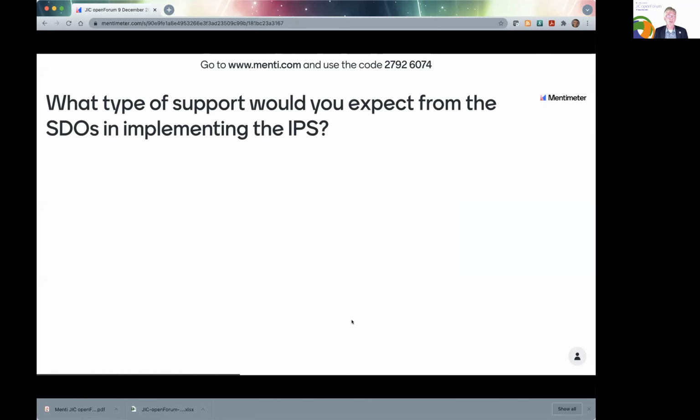This is an open question because we really want to help you bridge that gap between knowledge and implementation. So our question here is what type of support could the standard development organizations provide to ease the implementation of the IPS? So please type a short answer, so that we can actually all see this.